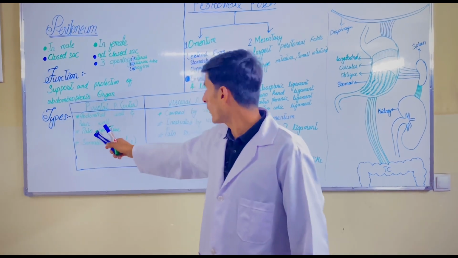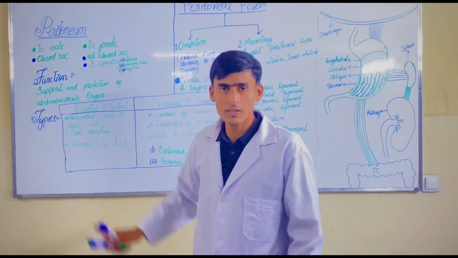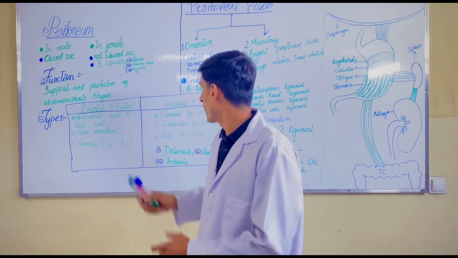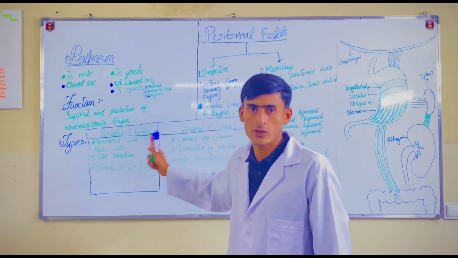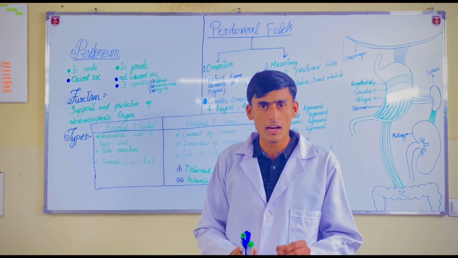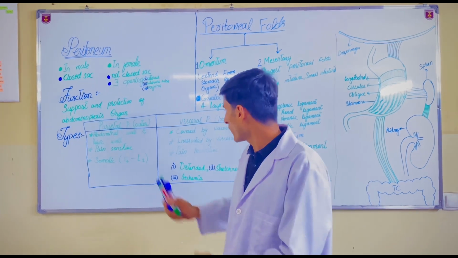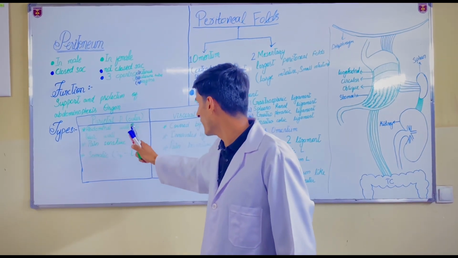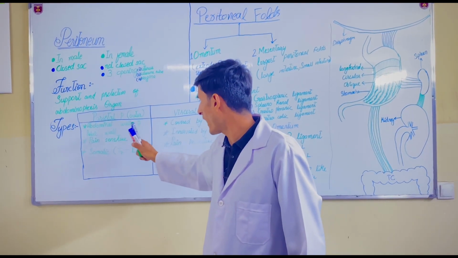Then we discussed the types of peritoneum. There are basically two types of peritoneum: parietal peritoneum and visceral peritoneum. Parietal means outer and visceral means inner. The parietal peritoneum lies in the abdominal wall and pelvic wall.